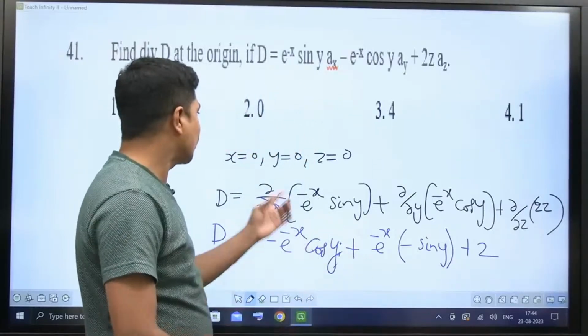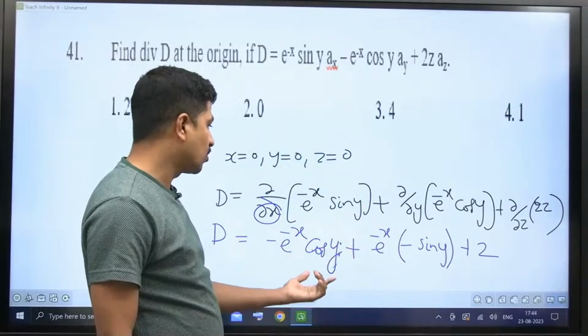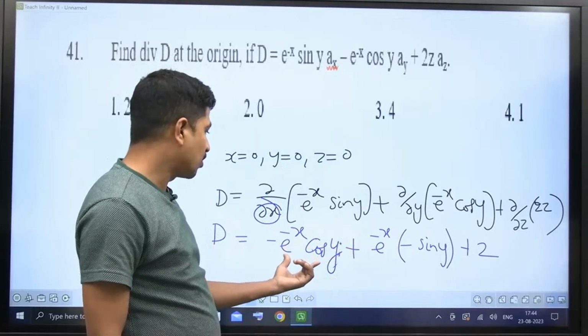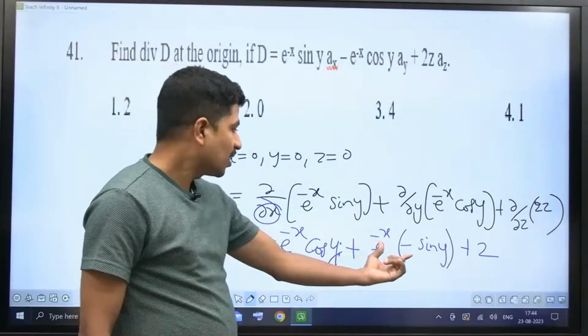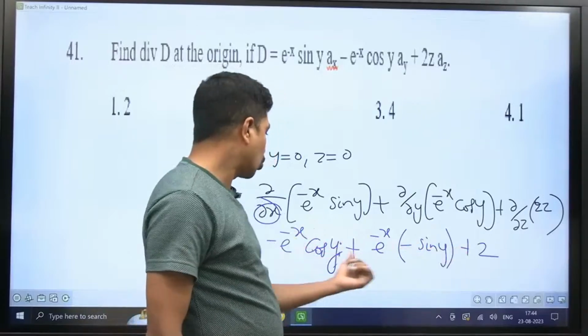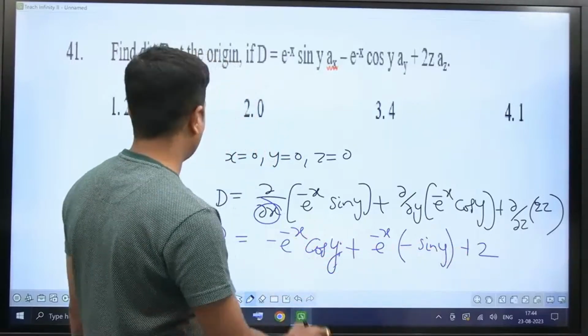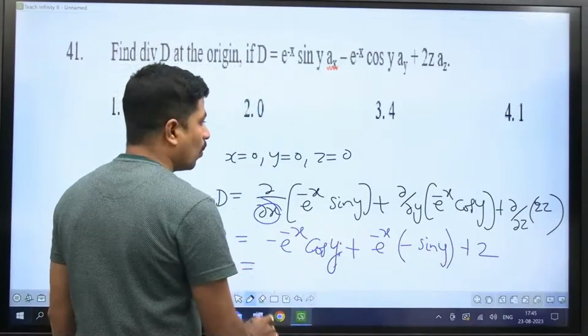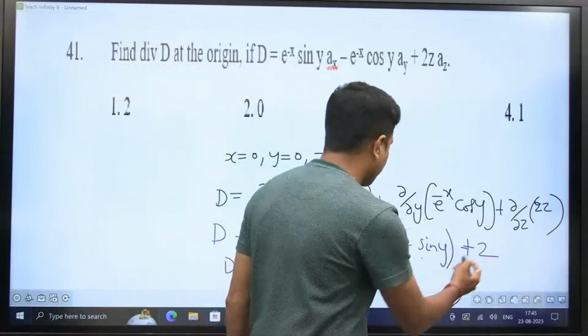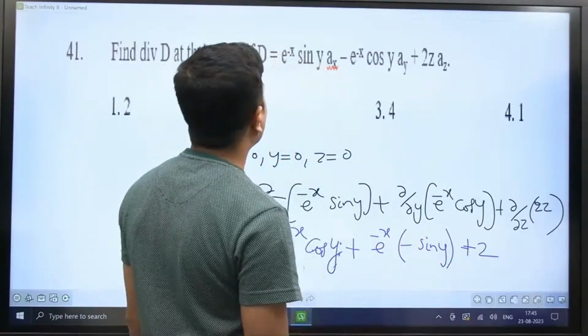Now, x is equal to 0, y is equal to 0, and z is equal to 0. You are going to substitute. If x is equal to 0, cos 0 is 1, sin 0 is 0. So 2 minus 1, it will be 1. See, very simple. Or did we commit any mistake?